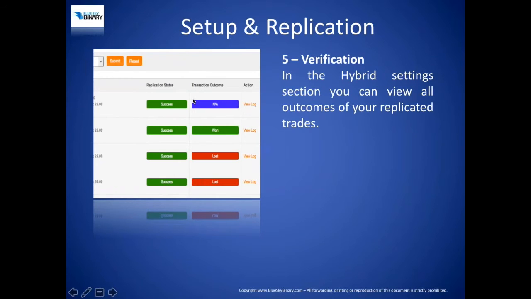And if it did take it and it did win or did lose, it would show up here under transaction outcome, where you would see win or lost. If there was some error, which can happen, then you just click on view log and you send us the error report and we can investigate it. Okay? And this is all under transactions inside your Hybrid settings.